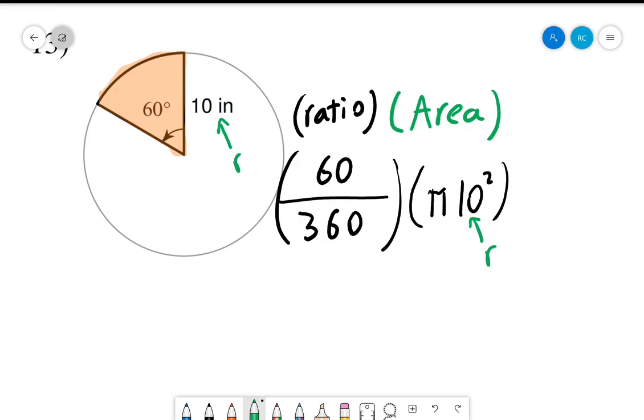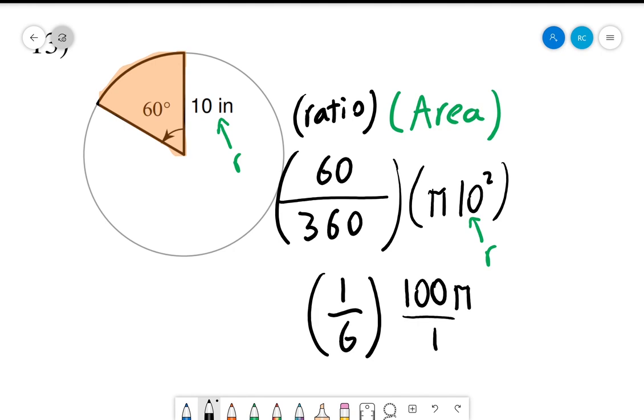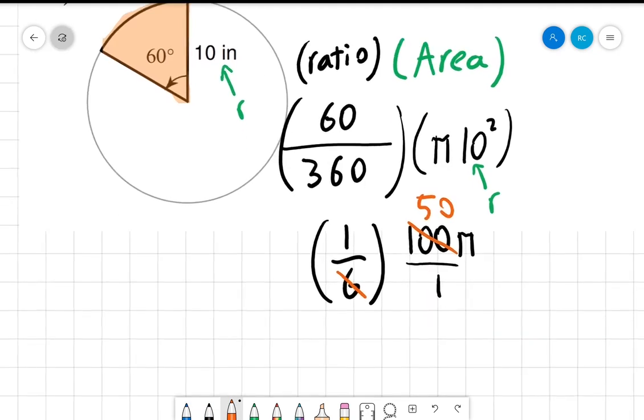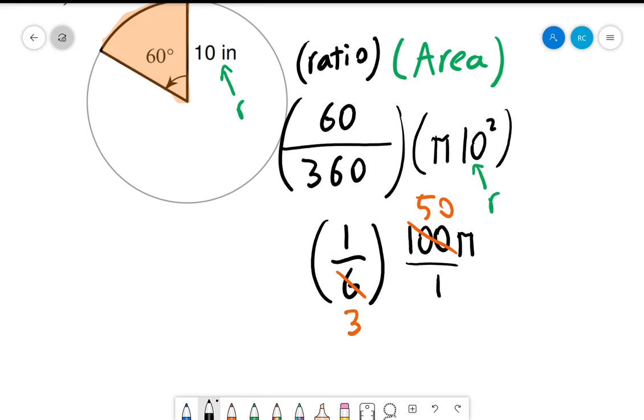Now let's do some simplification. We found out in an earlier video that 60 over 360 is the same thing as 1 over 6. Try it yourself if you don't believe me. They're both divisible by 60. 10 squared is 100, so we get 100 times pi, again over 1 because I'm dealing with fractions. Both of these numbers are even, so I can get 50 on the top and 3 on the bottom. I get 50 pi over 3.